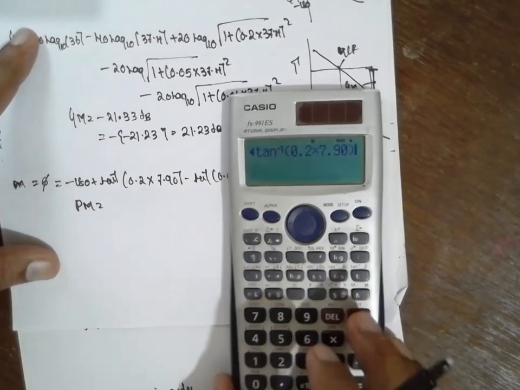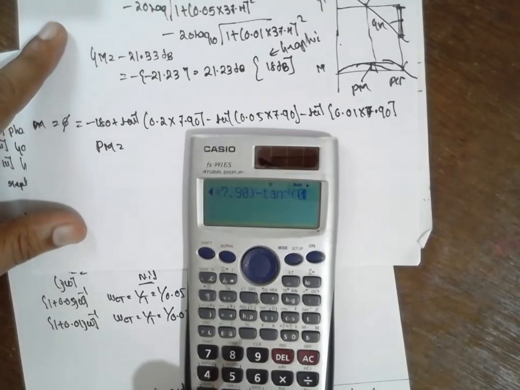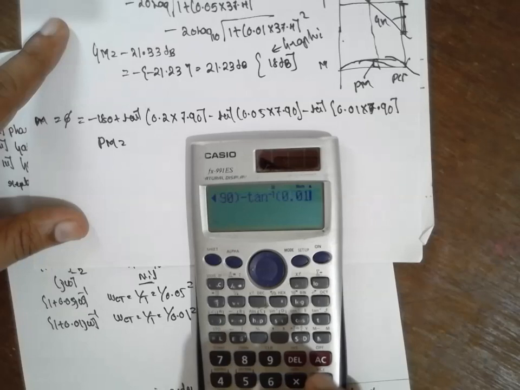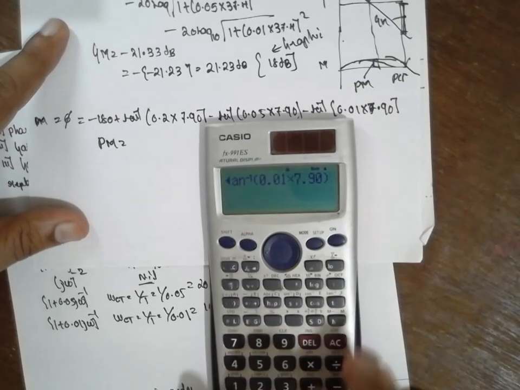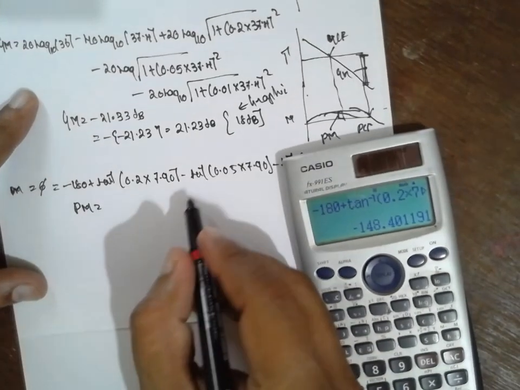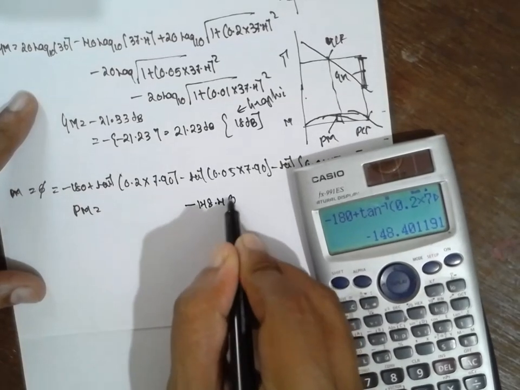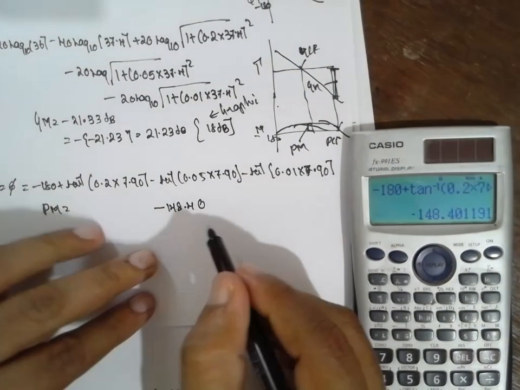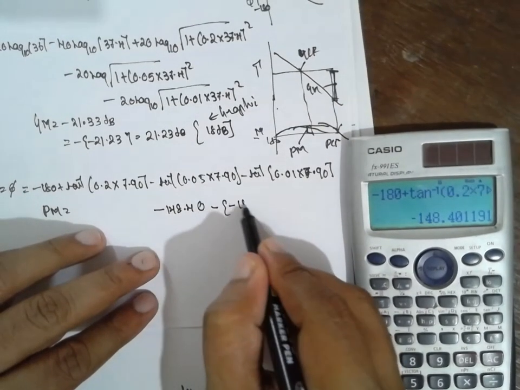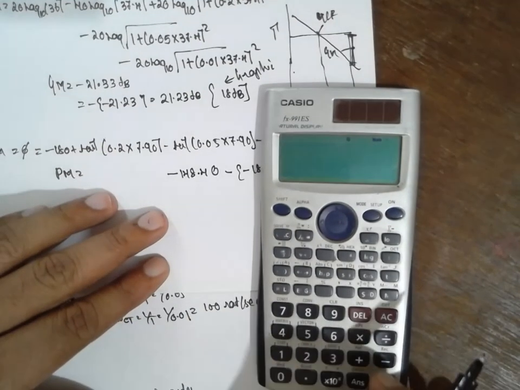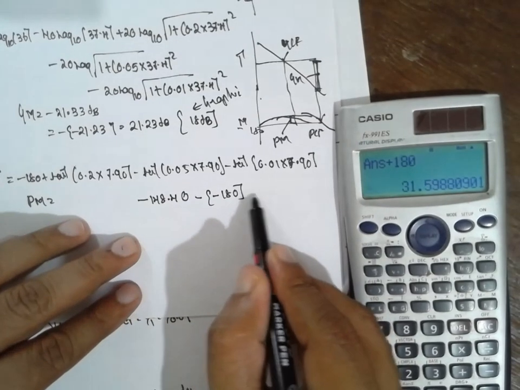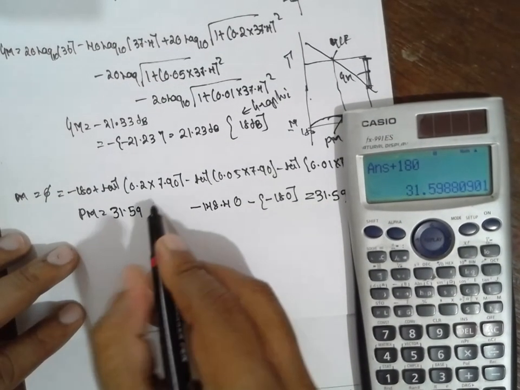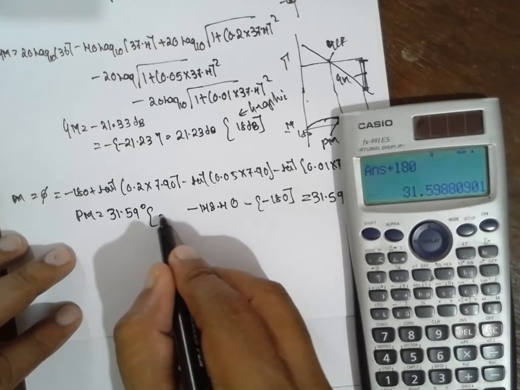Minus 180 plus shift tan inverse 0.2 into 7.90 minus shift tan inverse 0.05 into 7.90 minus shift tan inverse 0.01 into 7.90. The answer here is 148.40. But we have to measure from the 180 here, therefore you have to write minus 180; minus of minus 180 means plus 180. Now it becomes 31.59.